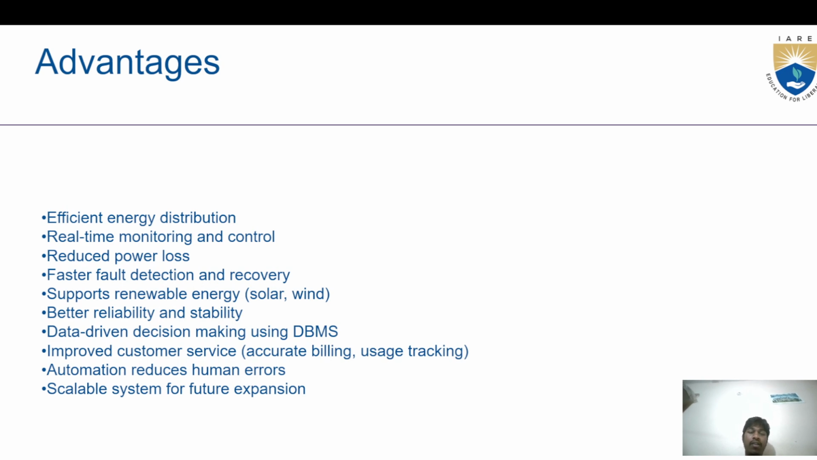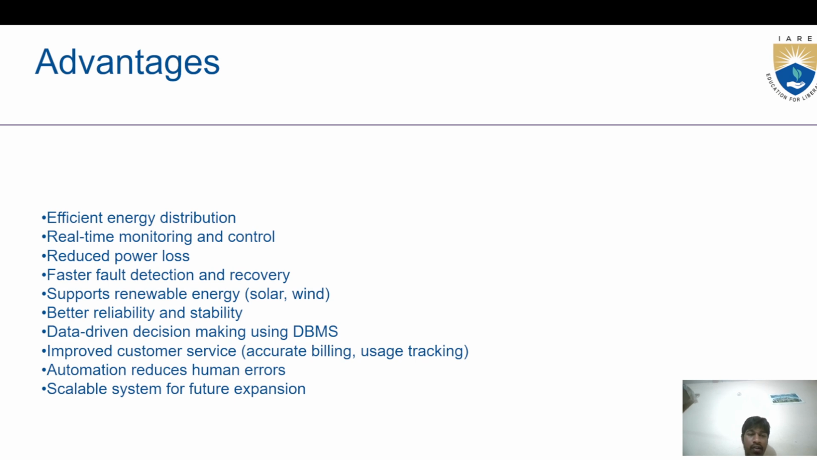Advantages. We have a lot of advantages, but here are the few foremost and top advantages that we have in next generation power grid or smart grid systems. It is efficient energy distribution. No energy is lost. The energy is always transmitted to the consumer irrespective of the interruptions we face. It is real-time monitoring and control. It reduces the power that is lost, unlike traditional systems.